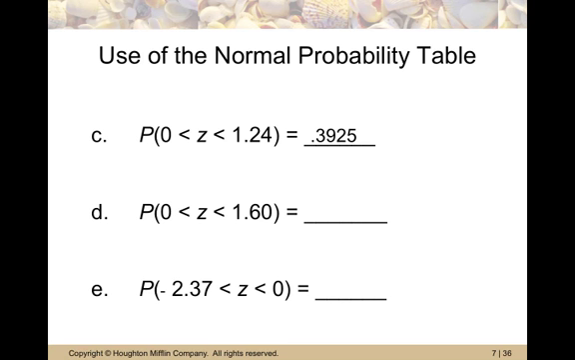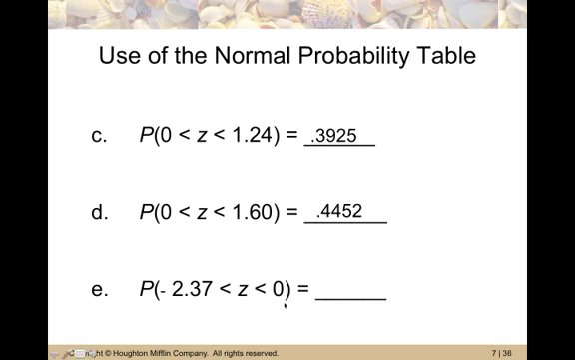So go ahead and stop and find the area to the left of 1.24, which should be 0.8925, and then find the area to the left of 0, which should be 0.5. So 0.8925 minus 0.5 is 0.3925. Okay, try again with 0 and 1.60. You should get 0.4452.